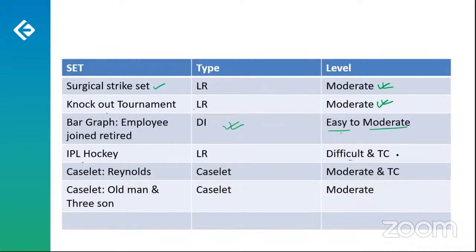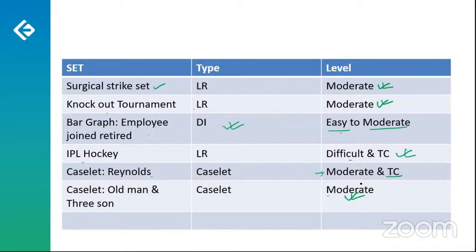IPL hockey, difficult and time taking, and with just 4 questions there was no point wasting that much time. So even if you're leaving it for the end, that is fine. Now this Reynolds caselet is again a little time taking because every question has different calculations. That's why I'm saying moderate and time consuming. And the last set I said is moderate. For those of you who have solved many sets of this type, it may be easy also. So guys, this is more or less the sense of the test I got.